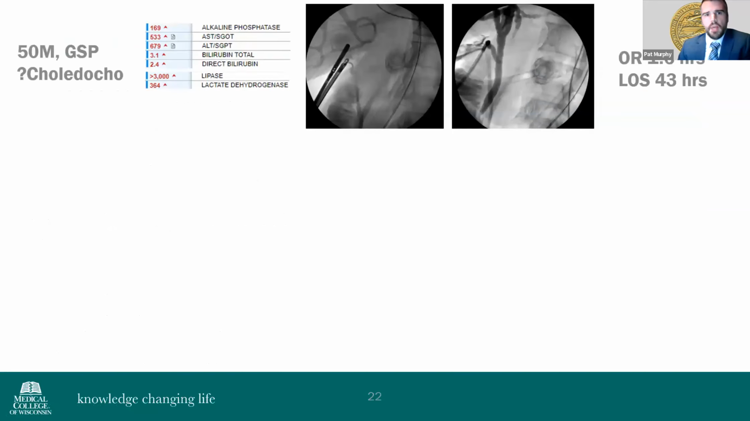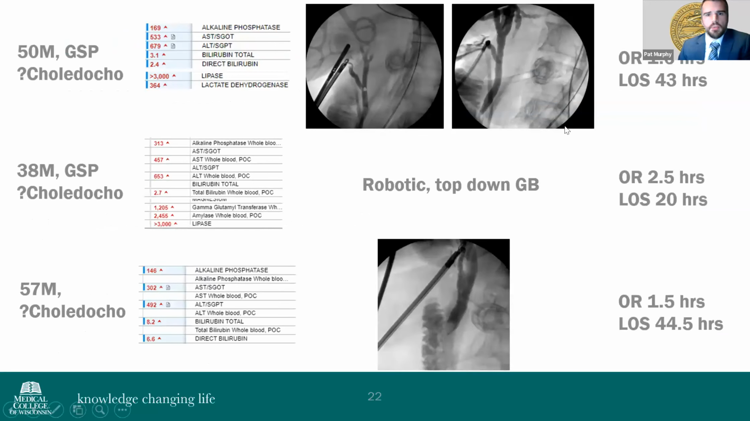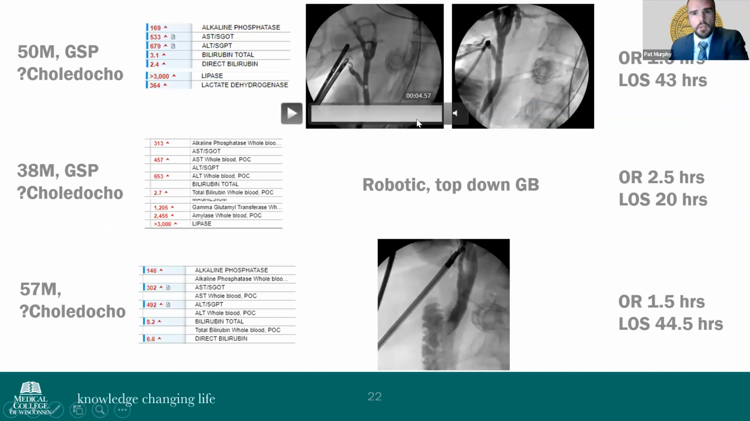So here are three patient examples. I know I'm running short on time, so I'm just going to put them all up there. Basically, these are three typical examples from my last acute care surgery week: a 50-year-old man with gallstone pancreatitis, maybe had choledocholithiasis; a 38-year-old man with maybe choledocholithiasis, definitely gallstone pancreatitis; and a 57-year-old man with probably choledocholithiasis.